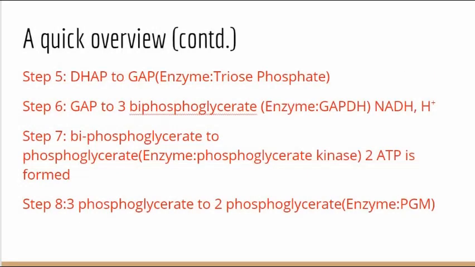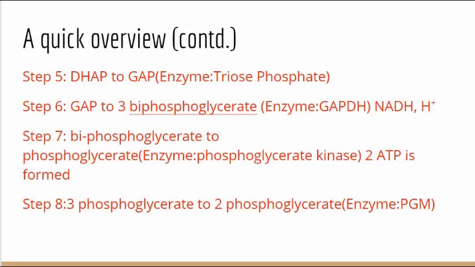Alright, second slide. So step 5, we had DHAP to GAP. The enzyme here was triose phosphate isomerase, and then we're going to jump straight into step 6, which is GAP to 1,3-bisphosphoglycerate. The enzyme here is GAPDH. So remember, this is the process where I recommend really going back to the section because it's probably the most complicated, and I can't do it justice by just going over it in 20 seconds.